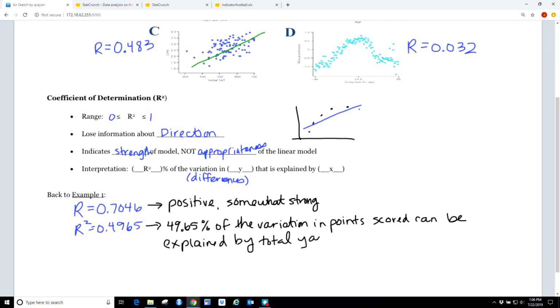So about half of why they scored a certain number of points, I can explain by looking at total yards and nothing else. I'm not looking at penalty yards, I'm not looking at time of possession, I'm not looking at turnovers or anything like that. So by looking at just one thing, I can explain about half of what's going on. That might not be too bad for me when it comes to trying to explain what's going on with football.